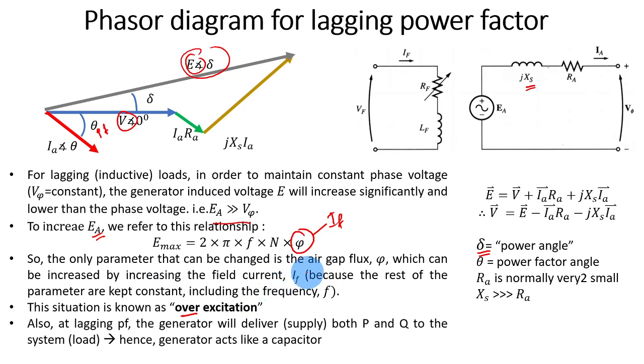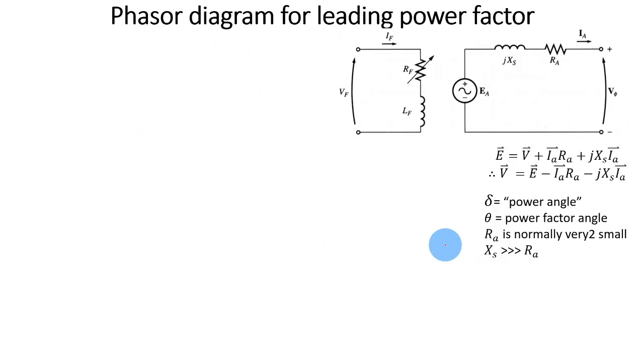Also, for lagging power factor, the generator will deliver both P and Q. We'll see that in one formula. Why do we deliver positive Q? The generator acts like a capacitor to supply the reactive power to the load. And finally, we have seen this before, so I will just repeat it very briefly.